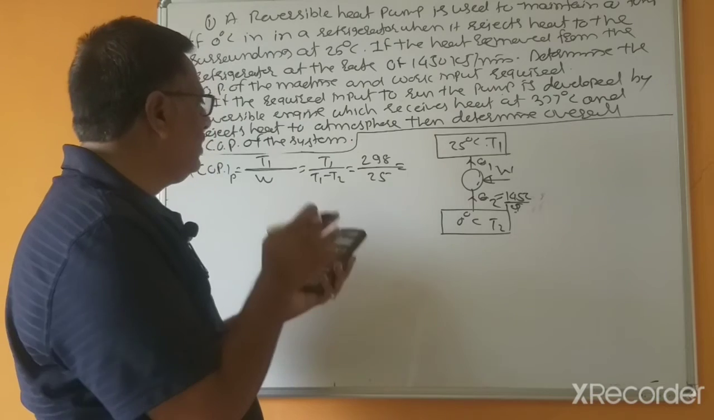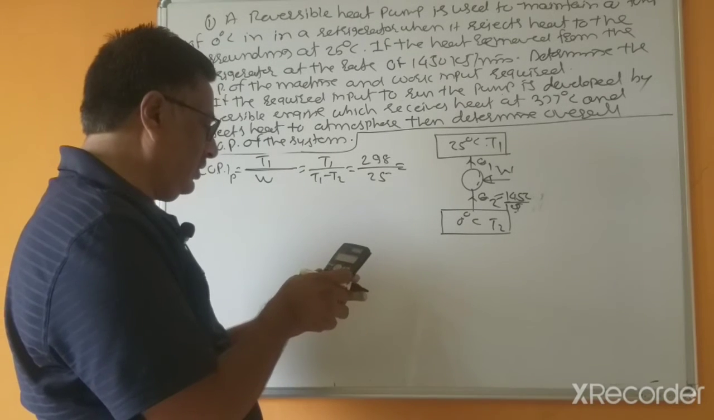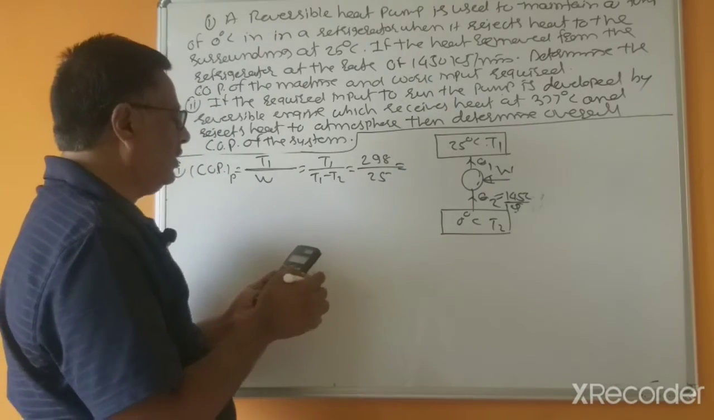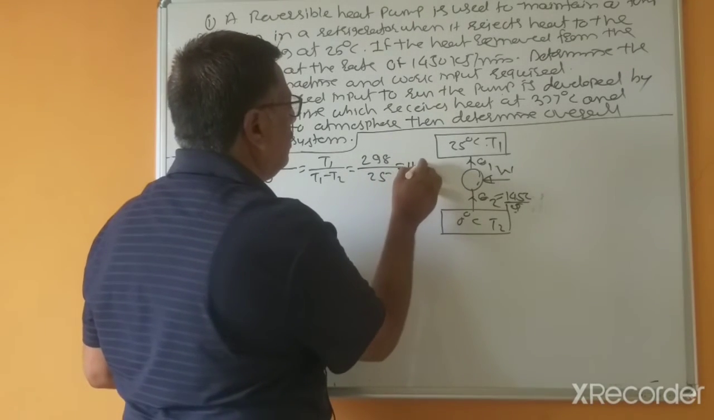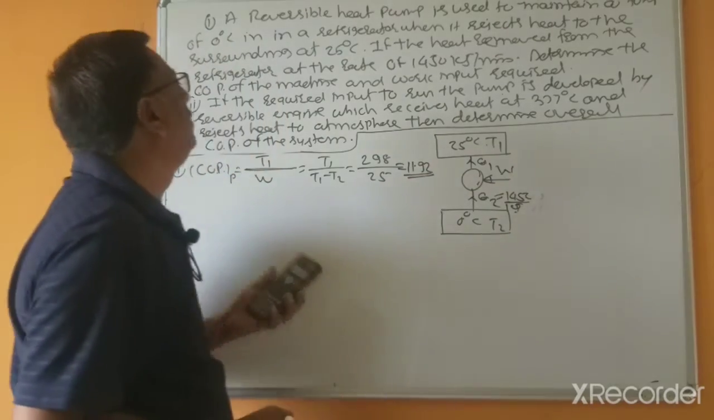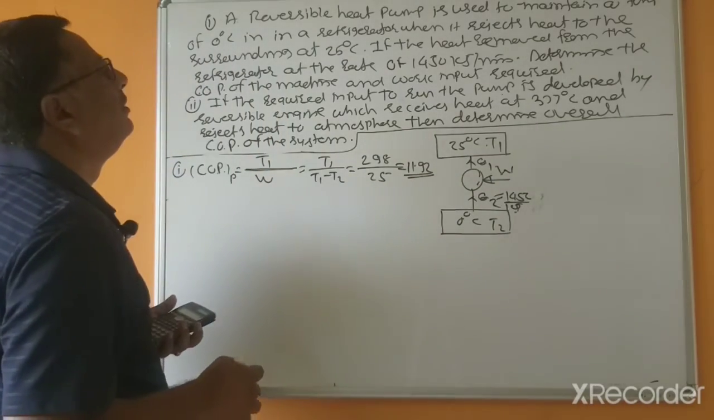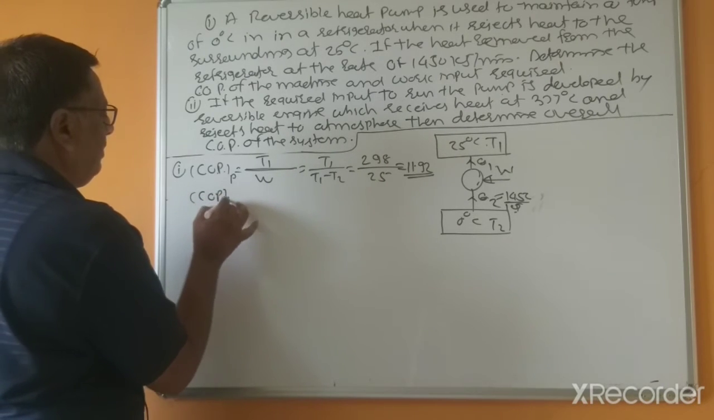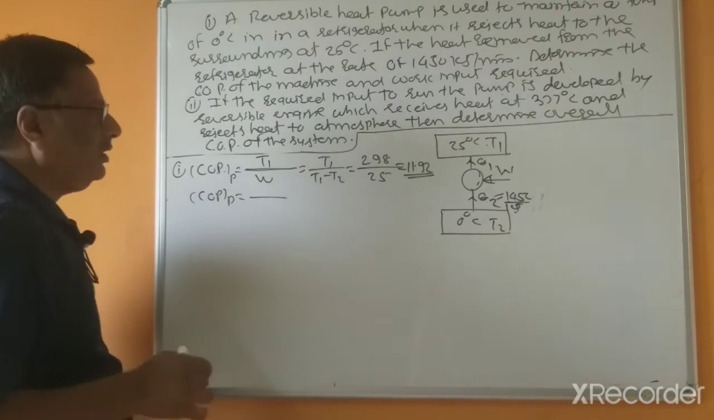This is 298, which means around 12. We are getting 11.92, and this is the COP. Determine the work input required. Now another formula, COP of pump equal to, we can write.